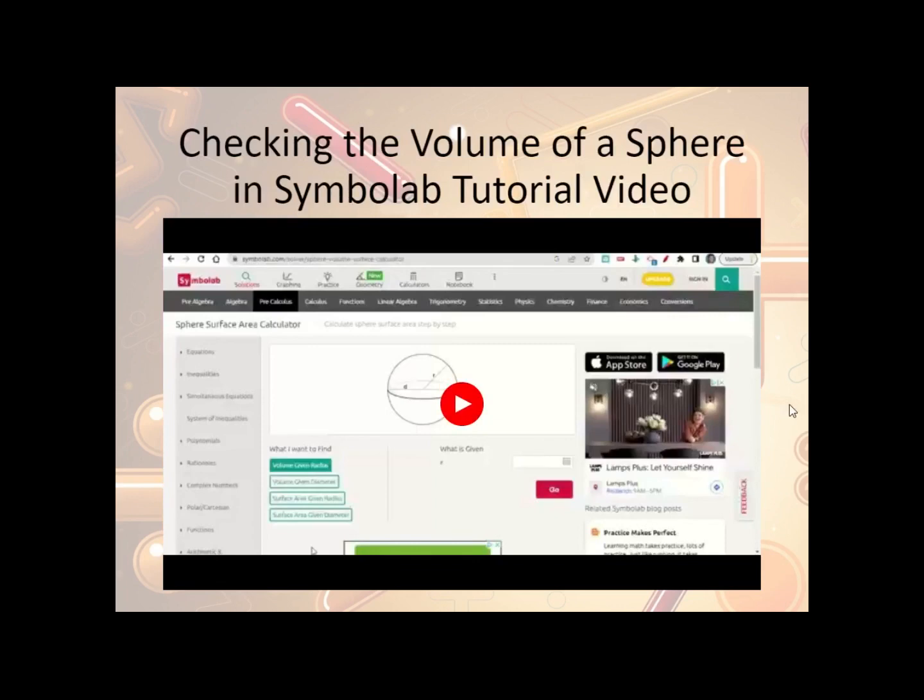Now there's a video here for you to watch on how to check your work when working with the volume of a sphere using Symbolab. So go ahead and watch that video now.